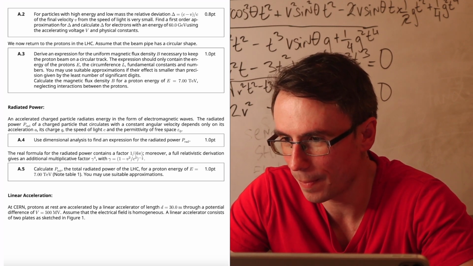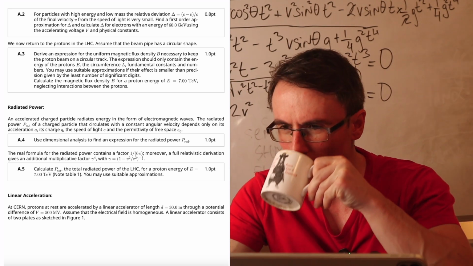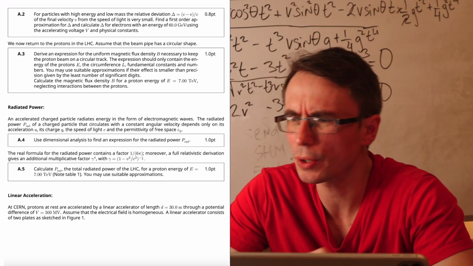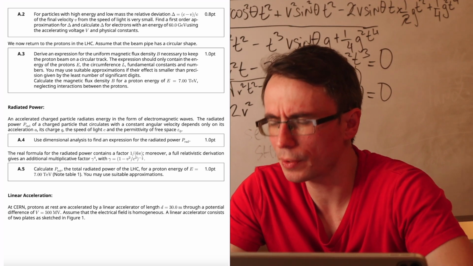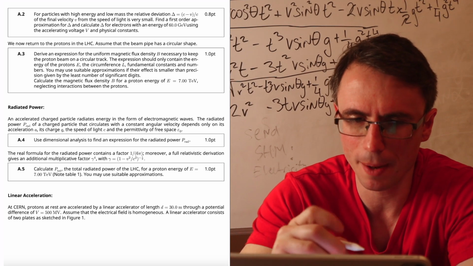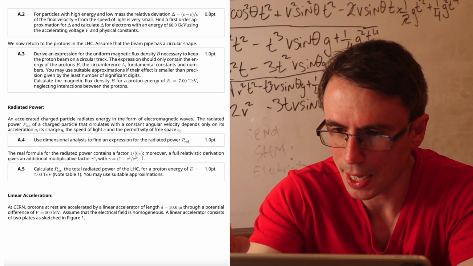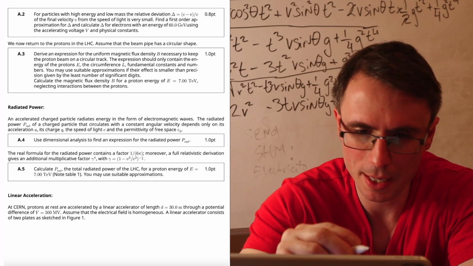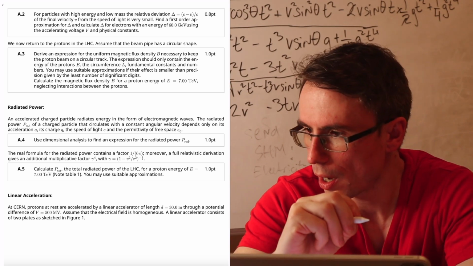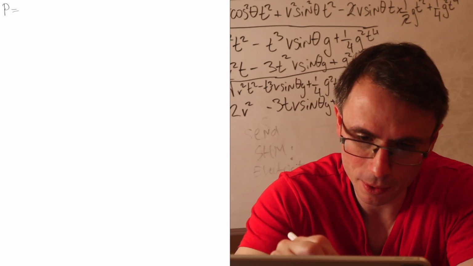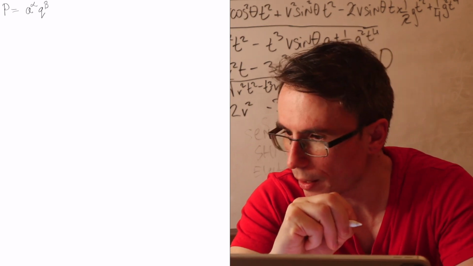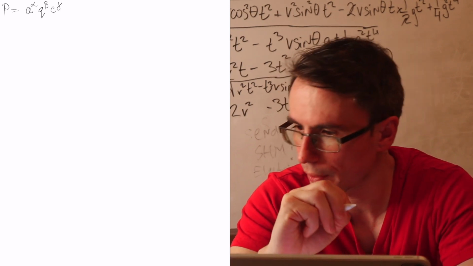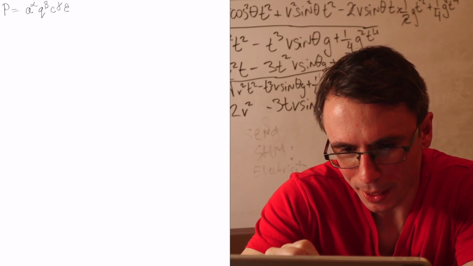The radiated power of a charged particle that circulates with a constant angular speed depends only on its acceleration a, its charge, the speed of light c, and the permittivity of free space. Use dimensional analysis to find an expression for the power. Okay, so we're going to say that power is some function of the acceleration a to the alpha, its charge q to the power of beta, the speed of light c to the power of gamma, and the permittivity of free space epsilon naught.